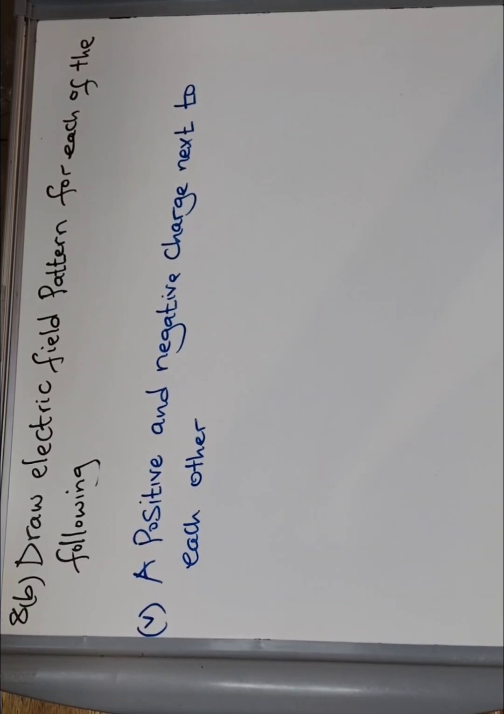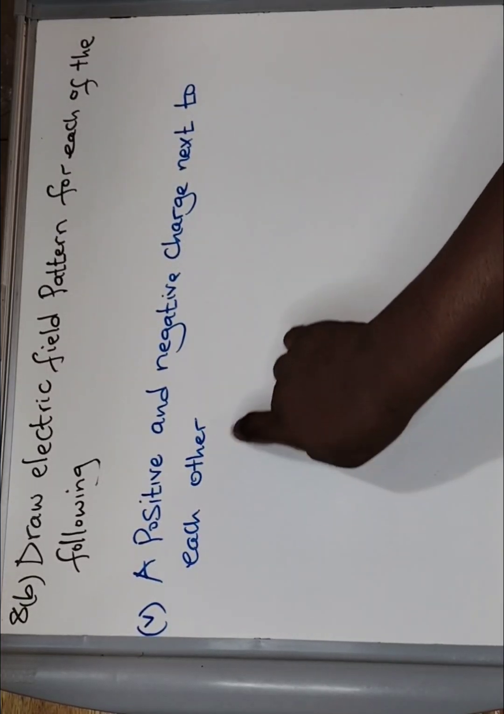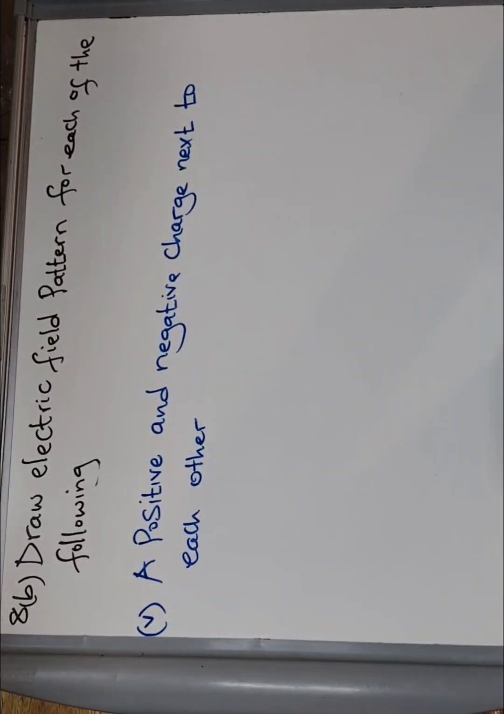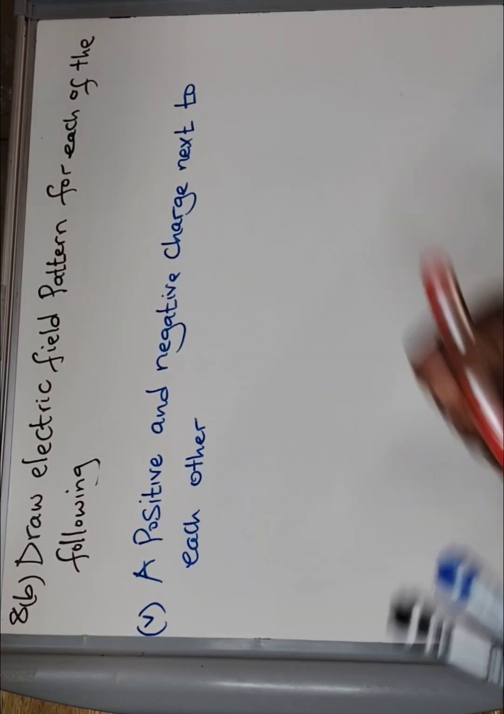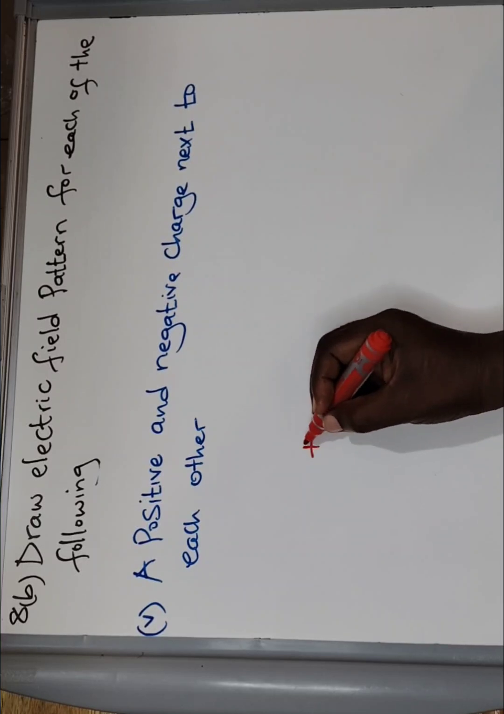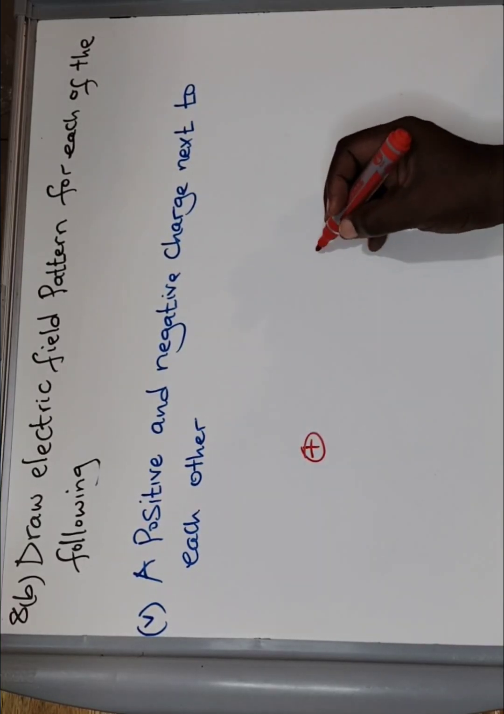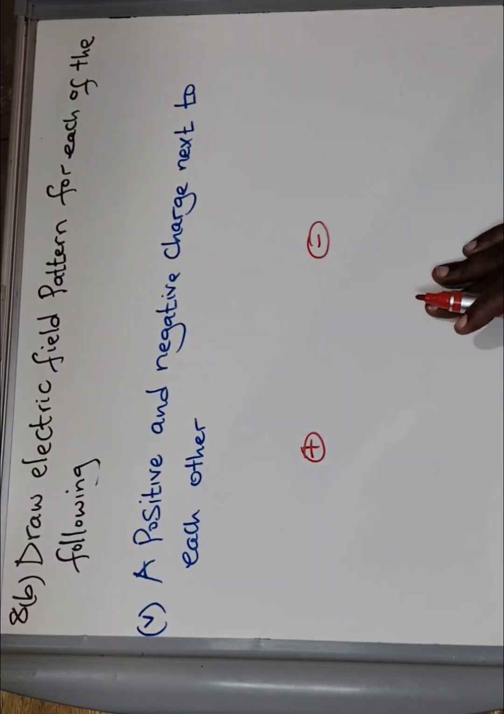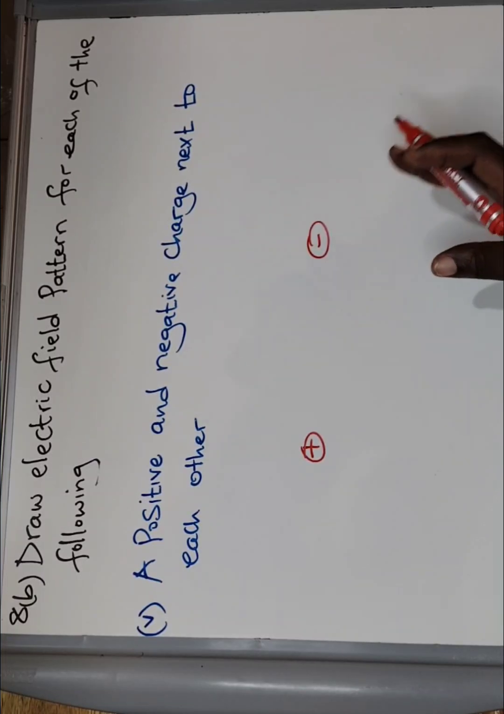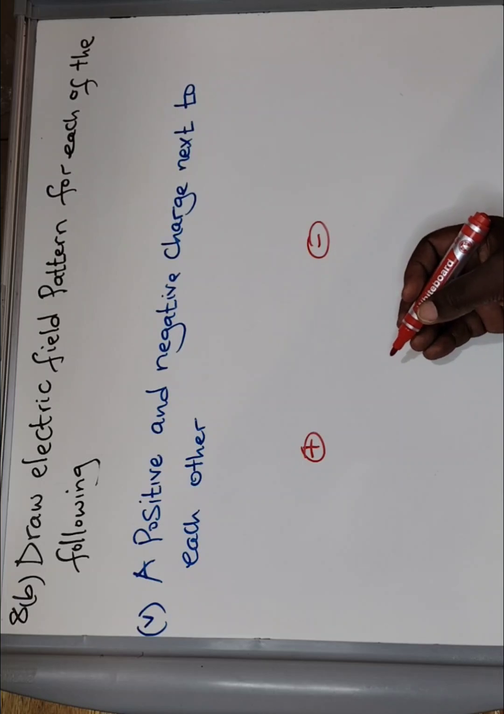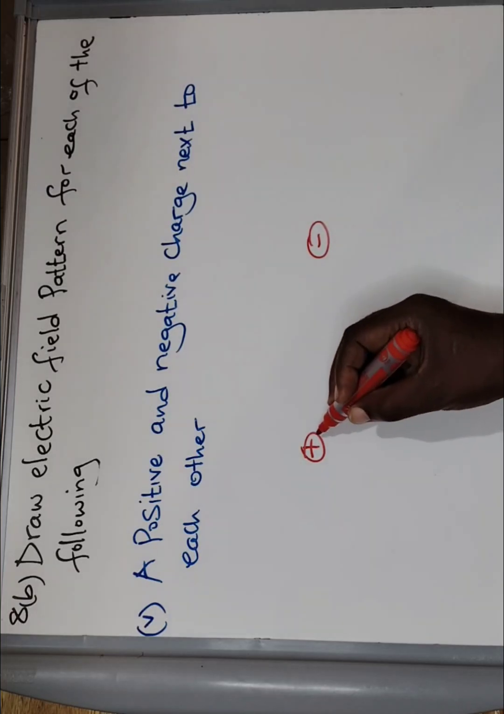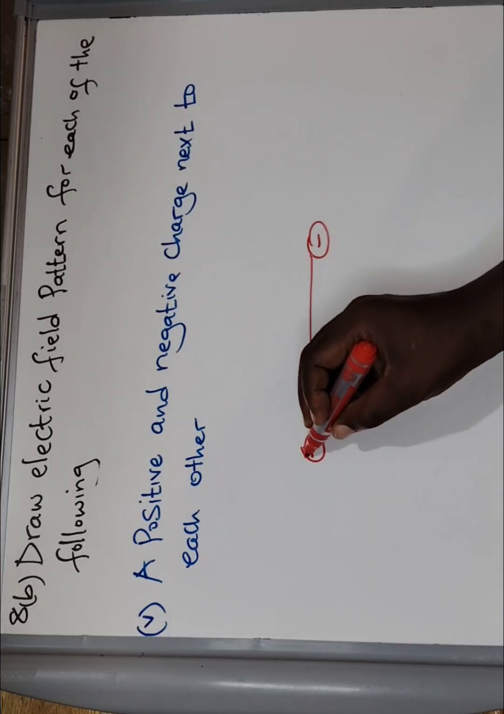So there we are. The next one says electric field pattern for a positive and negative charge next to each other. So what do we have in this case? We have a positive charge and a negative charge, and they are next to each other. They are unlike and they are next to each other. So what happens here? These ones, they love each other. So this is what we see.